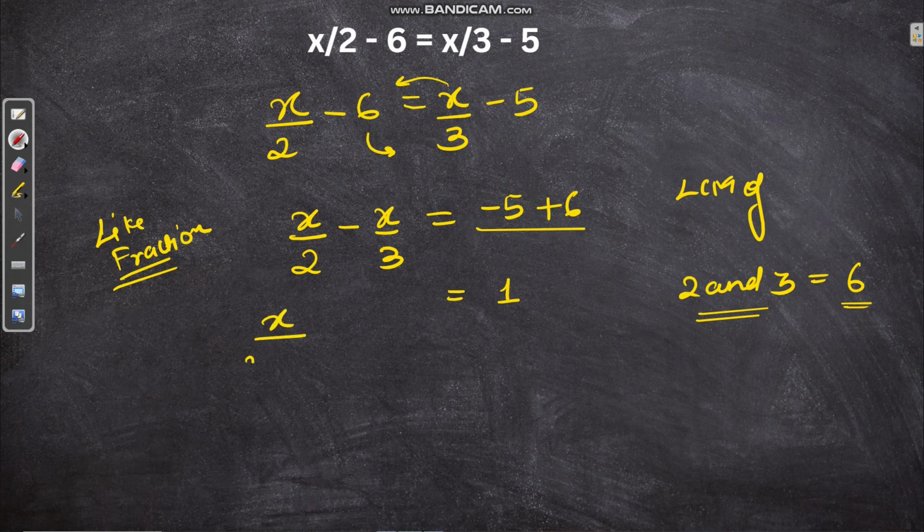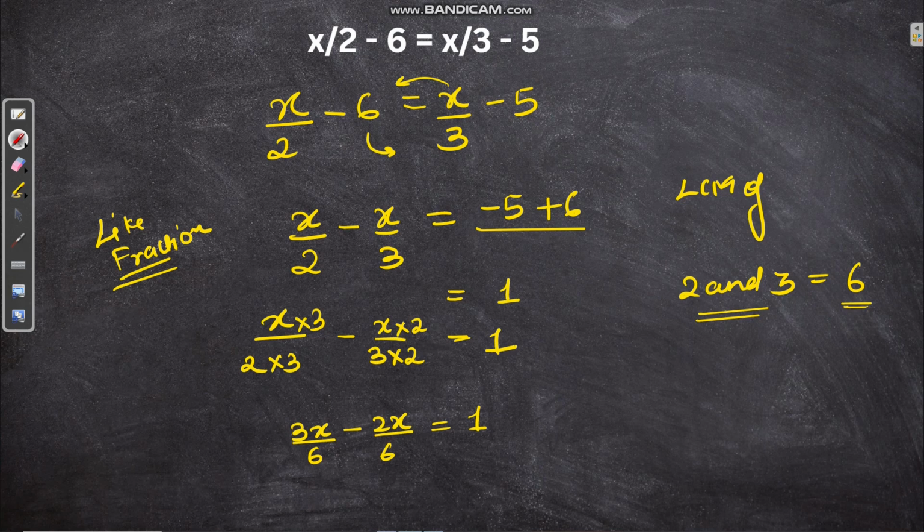So x upon 2, 2 into 3 will give me 6. Similarly, I have to multiply with my numerator. Okay, minus, it was x upon 3. 3 into 2 will give me 6. Similarly, x into 2 will be equal to 1. So x into 3 is nothing but 3x upon 6 minus 2 into x is 2x upon 6 will be equal to 1. Now when you have like fractions, you can add or subtract their numerators.